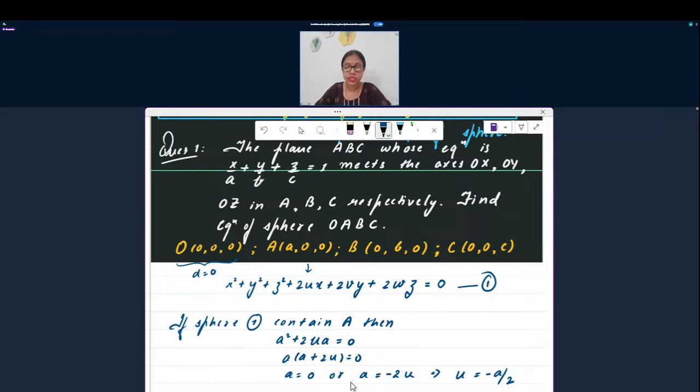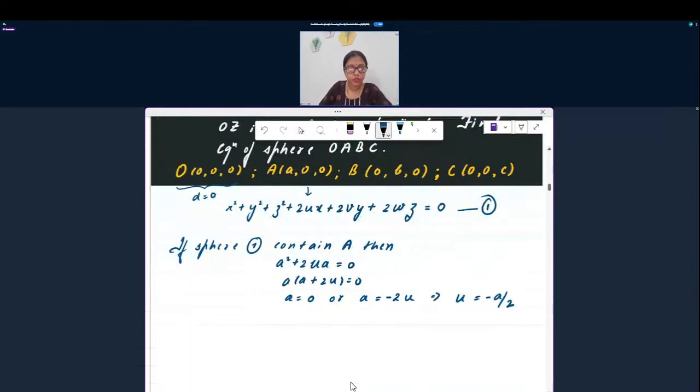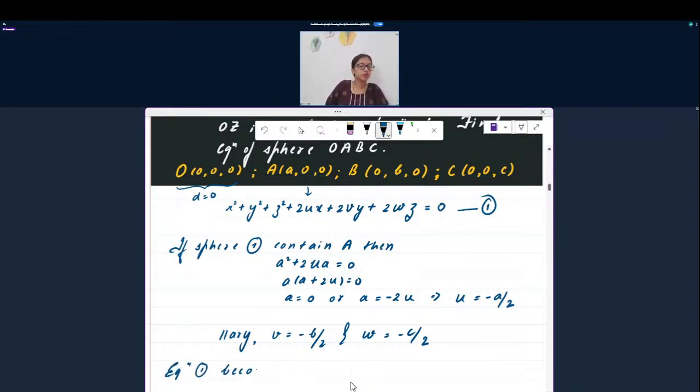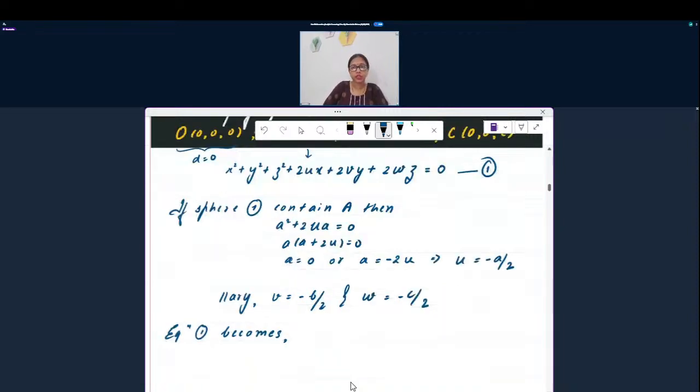All right, moving ahead. Similarly, you can find v. Similarly, v is minus b by 2 and w is minus c by 2. Now, if you back substitute these values in equation 1, then equation 1 becomes, and beta, this equation of the sphere you need to memorize as well, right? So, if I substitute this, it will be x square plus y square plus z square minus ax minus by minus cz is equal to 0.